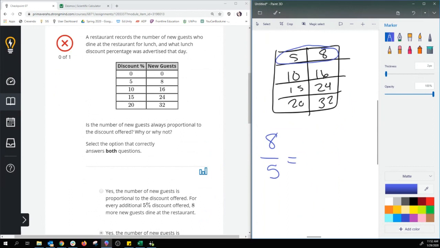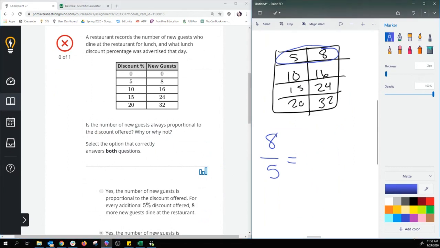So we need to correctly answer both questions. That's saying the first question is yes or no. So yes, it's either proportional or no, it's not. And then the second part, why or why not, is asking you to choose the right description. I guess it is kind of weird because it says answer both questions, but there's not like a part A or part B. But it's pretty much just saying the yes or no and then the explanation.